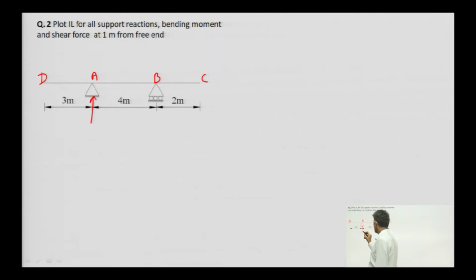Vertical reaction, say it is RA, here vertical reaction say RB, and there will not be any horizontal reaction, that is why I am not considering horizontal reaction at point A here. So, to plot the IL, first of all we will plot the IL for reaction RA.